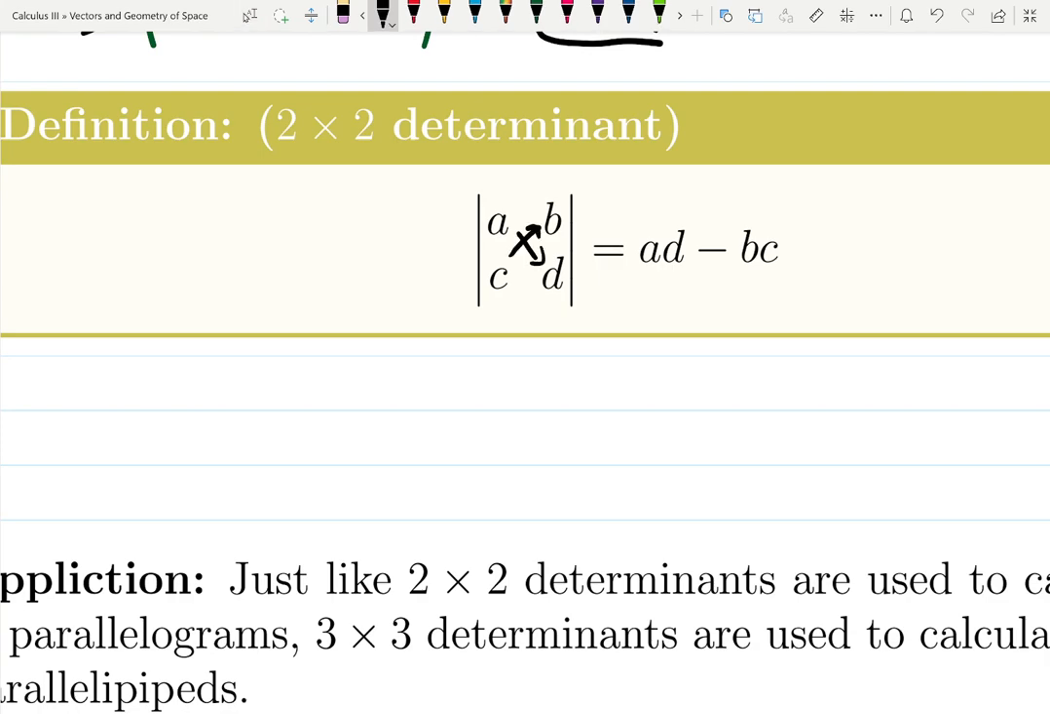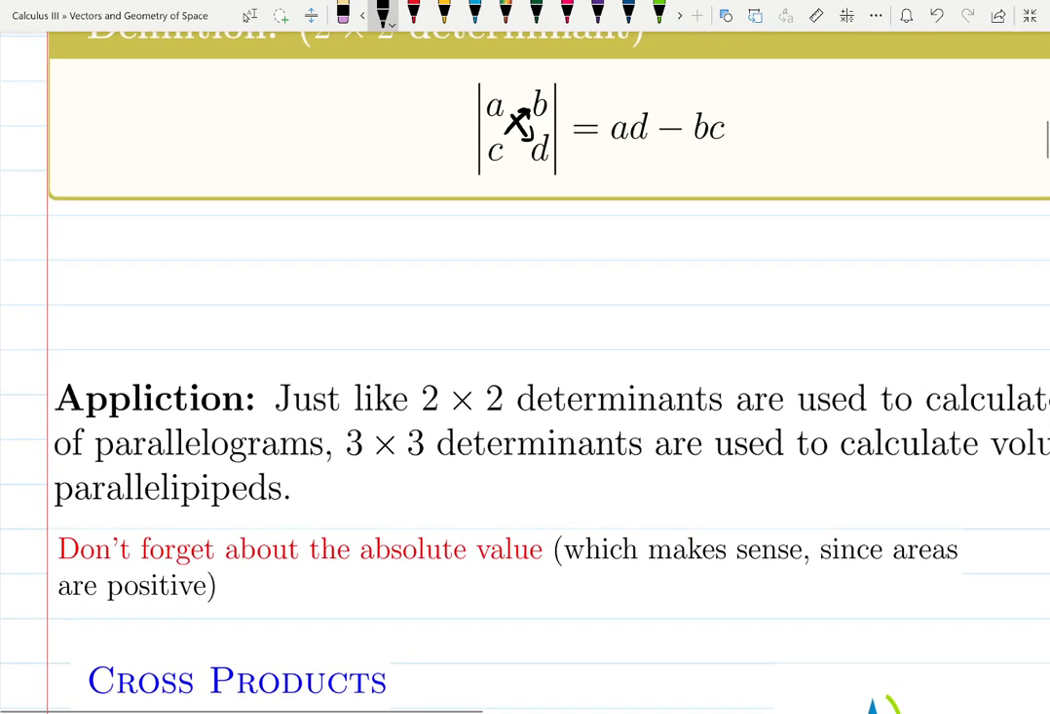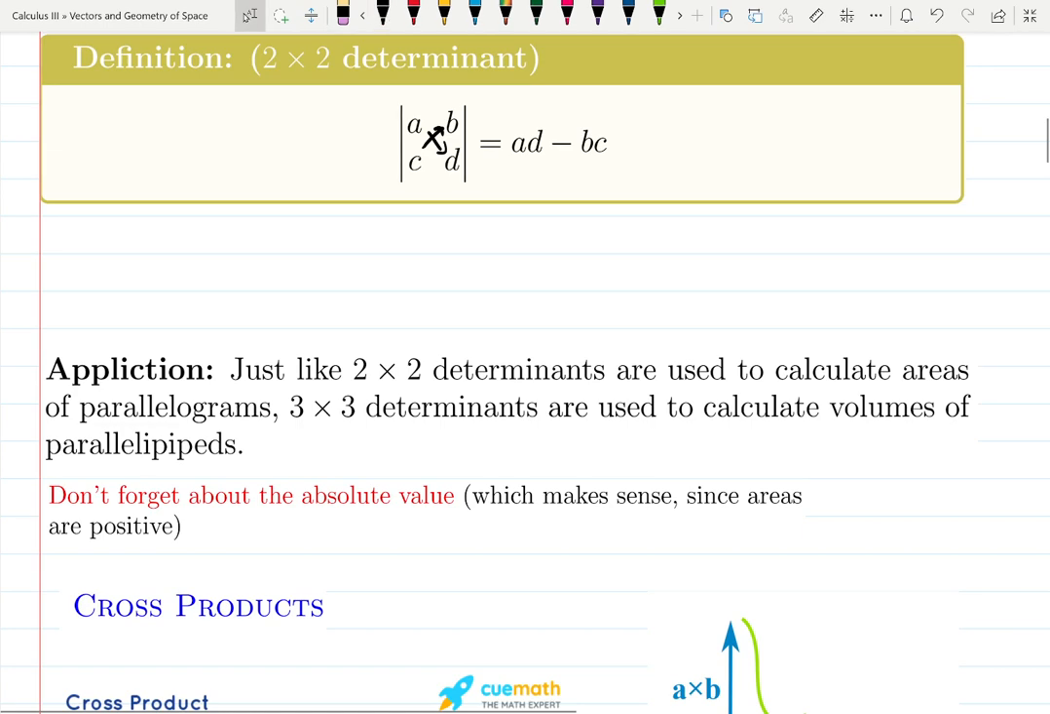Cross minus cross. Applications. Just like 2 by 2 determinants are used to calculate areas of parallelogram, 3 by 3 are used to calculate volumes of parallelepipeds. So areas for 2 by 2, volumes for 3 by 3. That is very practical, lots of stuff. But don't forget, you might get negative sign. So if you get negative sign, just take absolute value. If you're actually looking for area or volume, because that's what makes sense.